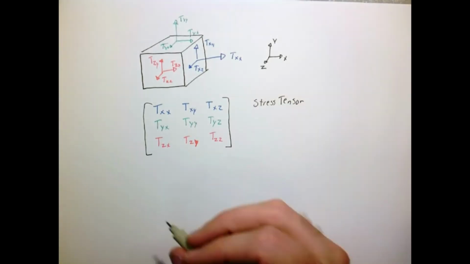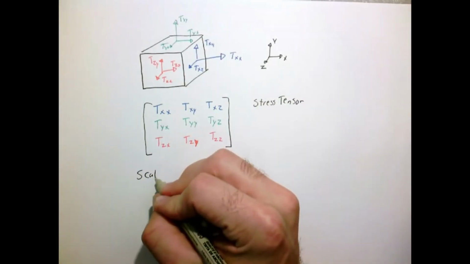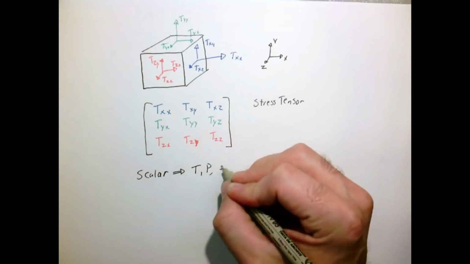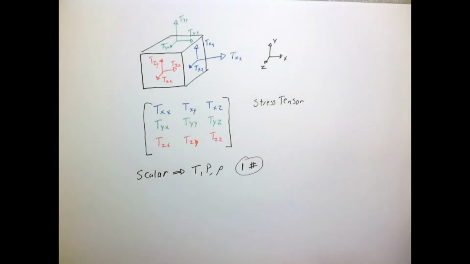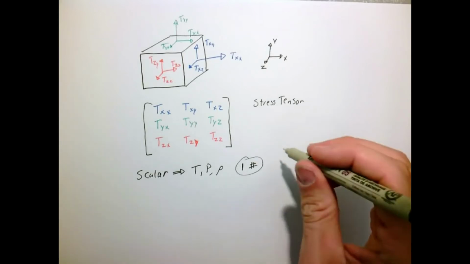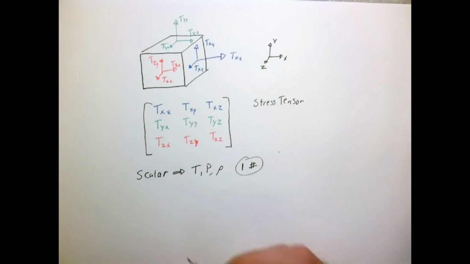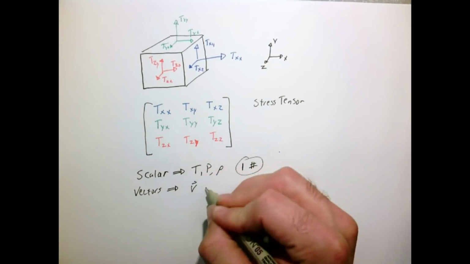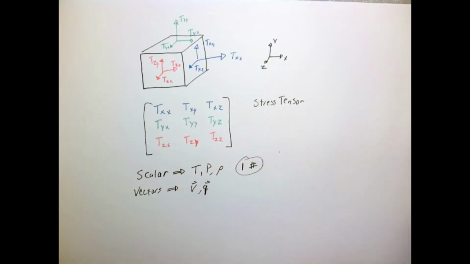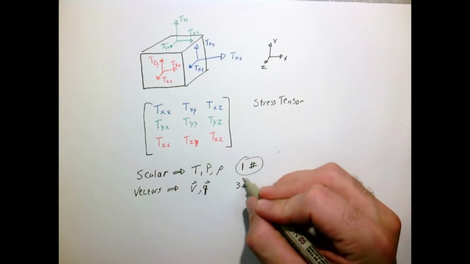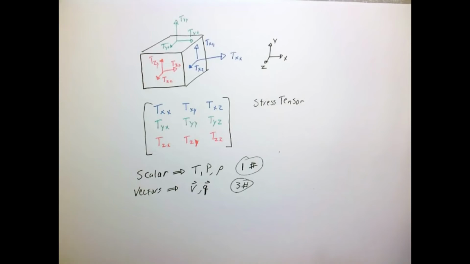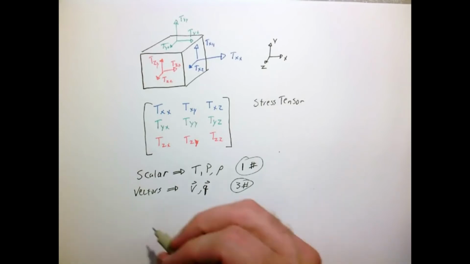So we've seen before, we had scalar quantities, things like temperature, pressure, density. These are just a single number, so these can change with time and space, but at a particular point, at a particular time, it's just a number. Vectors were things like velocity and heat flux. These have 3 numbers, right? The x, y, and z components of the vector, because velocity has a magnitude and a direction.